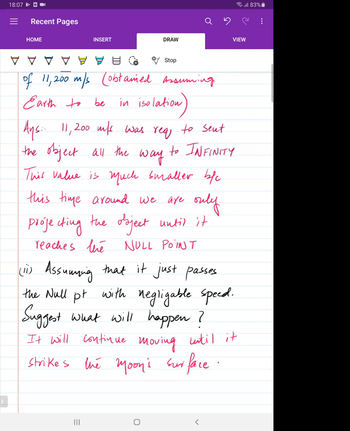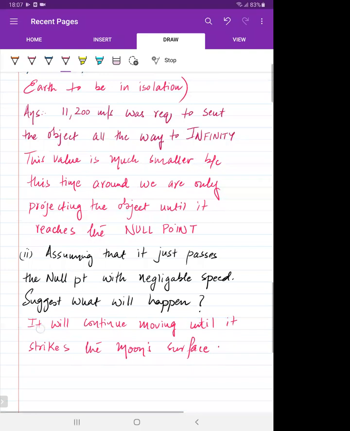So if it goes past the null point, surely it will not return back, but rather a more obvious answer should be: it will continue moving, and now the moon's gravitational field will try to pull it towards itself. So hence the wording, it will continue moving until it strikes the moon's surface.